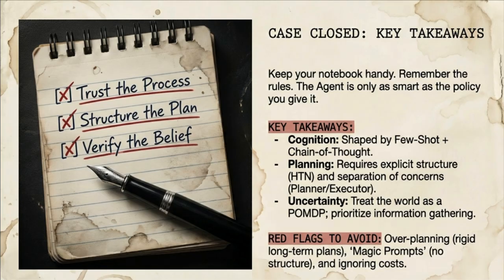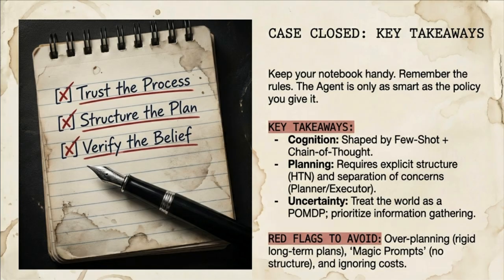Let us recap the key takeaways. Cognition is shaped by the combination of few-shot prompting and chain of thought reasoning. Planning requires explicit structure, such as hierarchical task networks and a clear separation of concerns between the planner and the executor. Uncertainty should be managed by treating the world as a partially observable Markov decision process, where information gathering is prioritized. You should also watch out for several red flags.